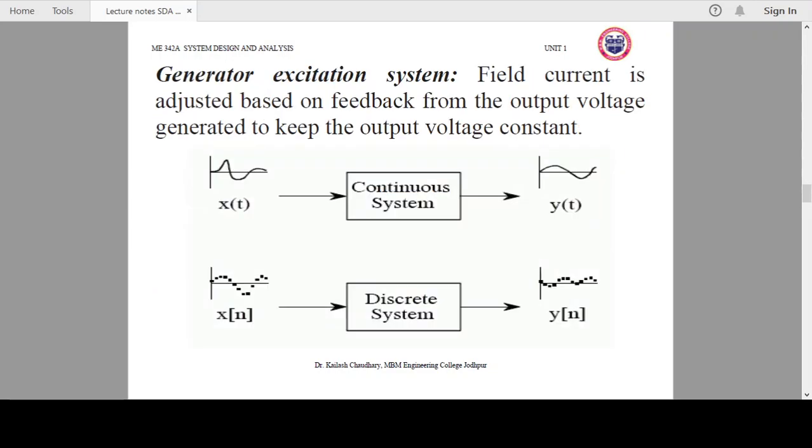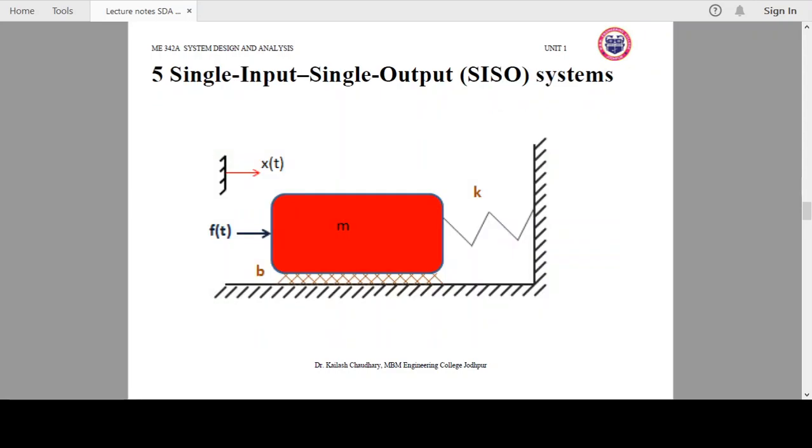Similarly, take the example of a generator excitation system where field current is adjusted based on the feedback from the output voltage generated to keep the output voltage constant. So you are continuously getting feedback from the output voltage, and accordingly you are changing your output voltages. You can differentiate between two systems by the diagrams also. Here for the above figure, for the continuous system the data are continuous, while for the below system data are discrete. So if you are getting response in a discrete manner, those systems are discrete systems.